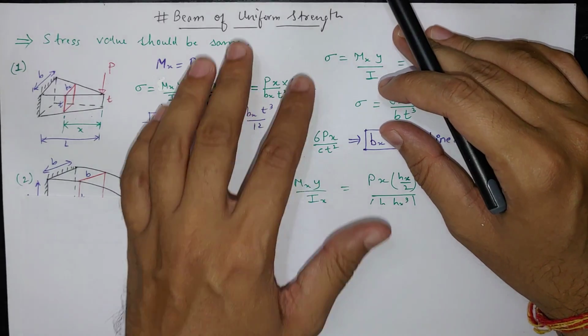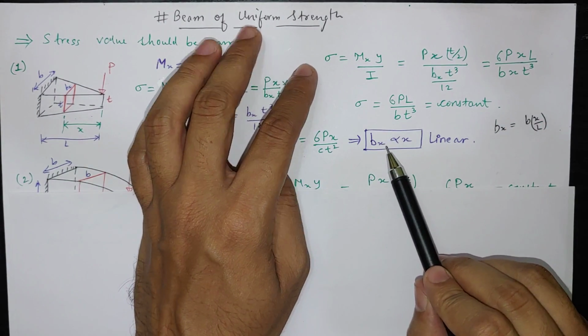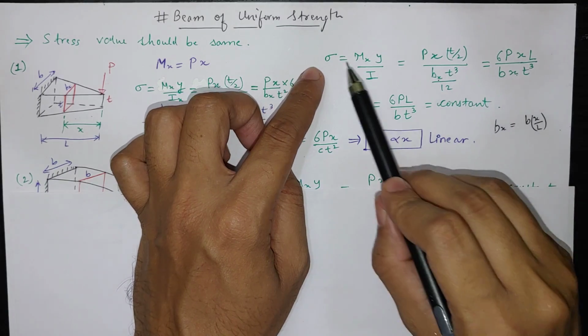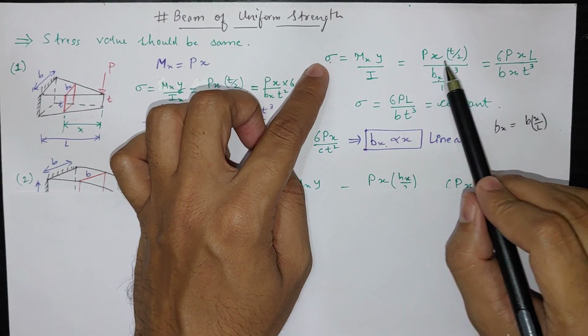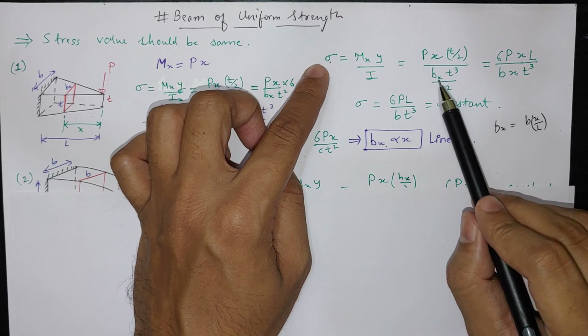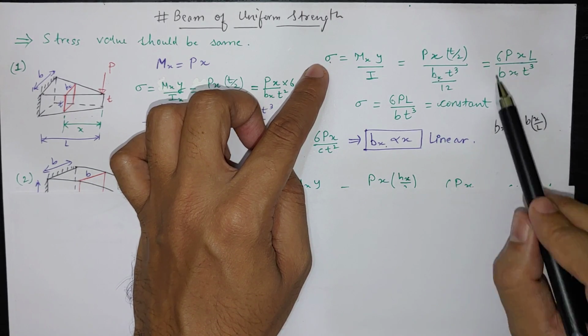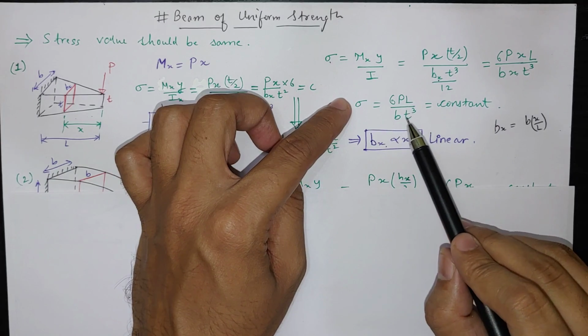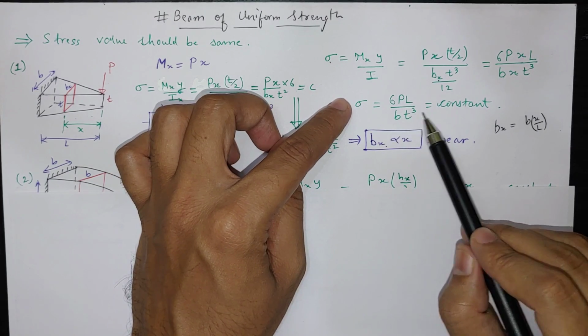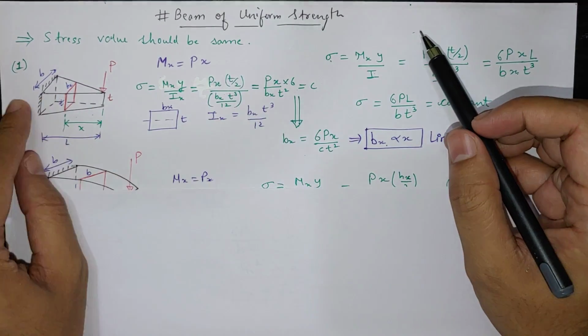Now here, if we replace b at x with b x divided by L, you see My by I, Px t divided by 2, I is b(x) t cube by 12, b at x we know now, b x divided by L. If we place that, then we see 6PL by b t cube. So these all values are constant, so stress is now coming out as constant value throughout the length.